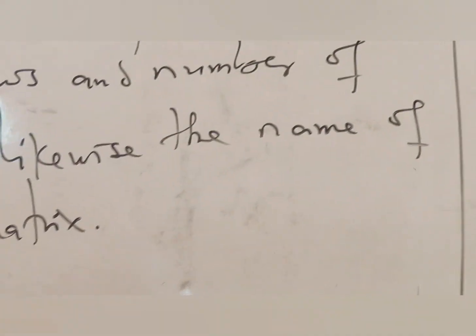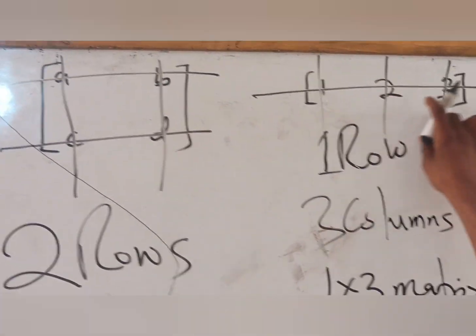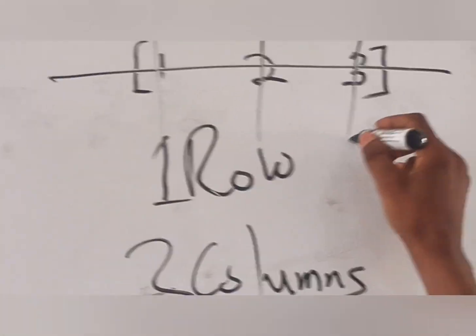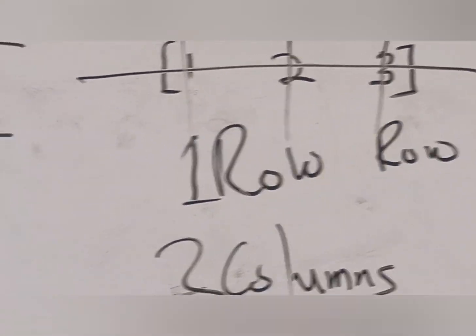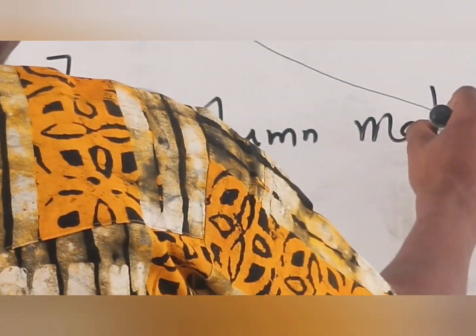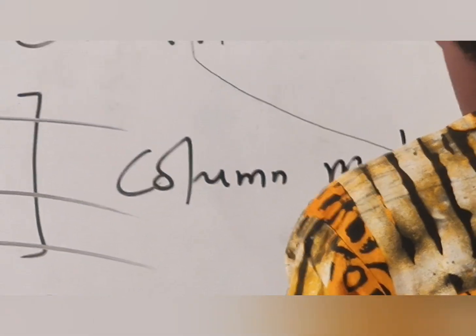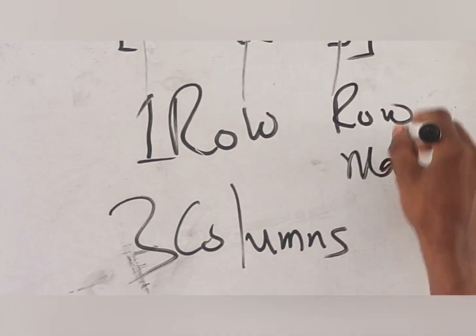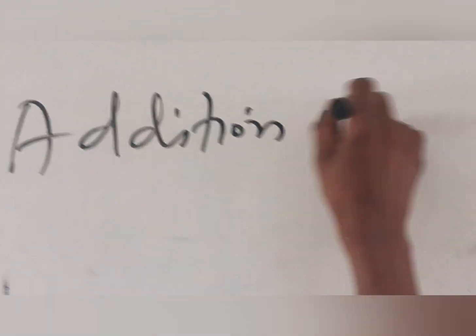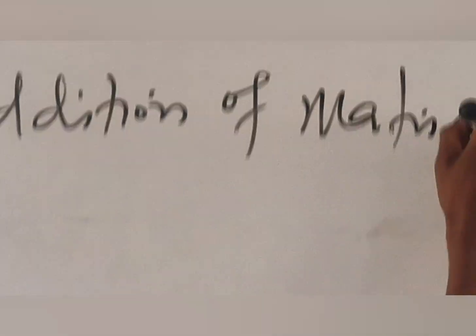Okay. Can you all see? This type of single row matrix, we call it a row matrix. And this one with a single column, we call a column matrix. These are row matrices. These are column matrices. And let's quickly look at the algebra of matrices.